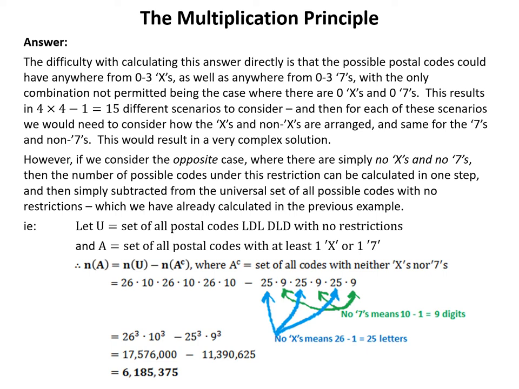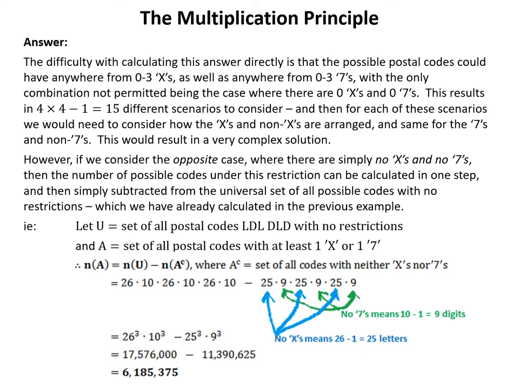So if we consider the opposite case, where there are simply no X's and no 7's, and we figure that out, then the number of possible codes under this restriction, in other words the answer to the question, could be calculated in just one step, which is to simply subtract that number from the universal set of all possible codes with no restrictions. In other words, we would figure out the restricted case and subtract it from the overall case, the universal set. And we've already done that in the previous example.